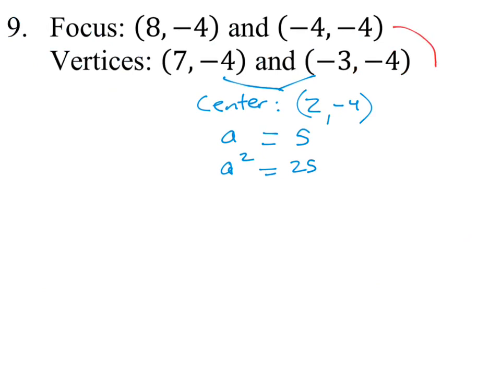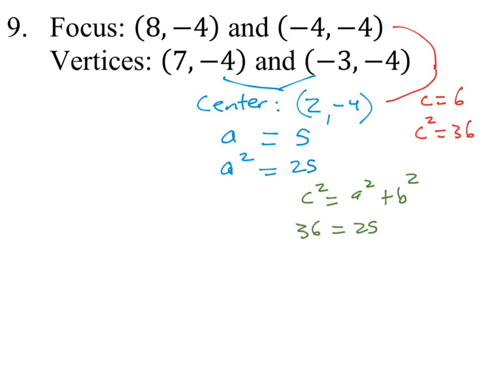And so let's get our c value. C is how far it is between the center and one of your foci. Distance from 2 to -4 is 6. And so c squared is going to be 36. So using those, we can find the b squared, because c squared is a squared plus b squared for hyperbolas. Let's plug our values in. We got 36 equals 25 plus b squared. And now we can subtract 25. You're looking at 11 equals b squared.